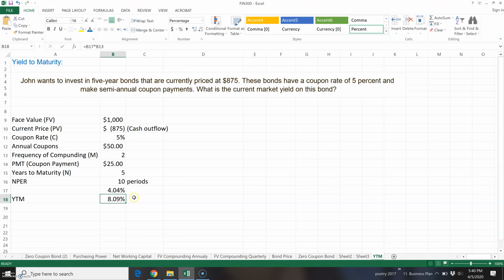So this 8.09% tells the investor the return on the bond if the bond is held until maturity and all the coupon and principal payments are made as promised. So that's all for today.